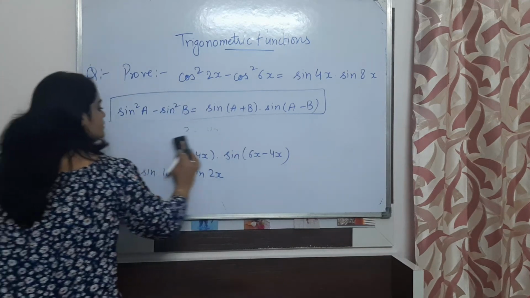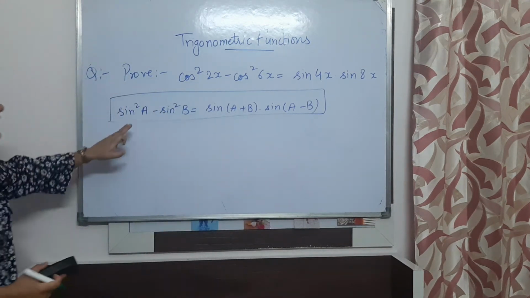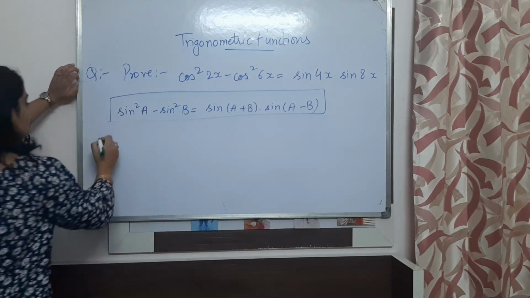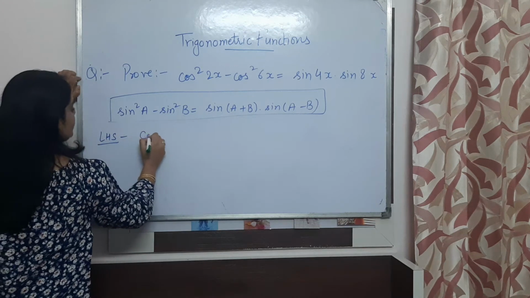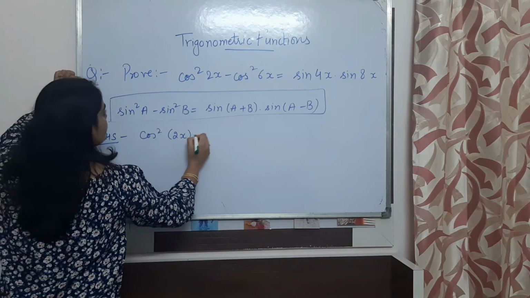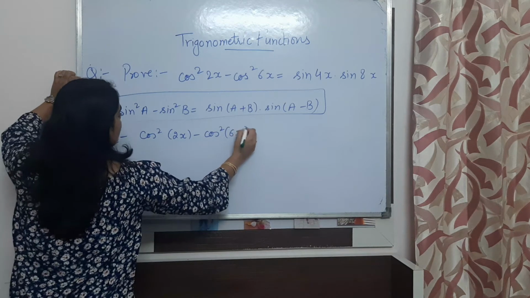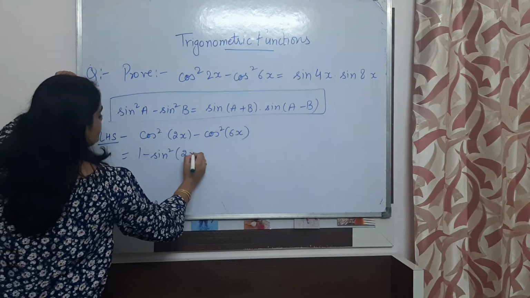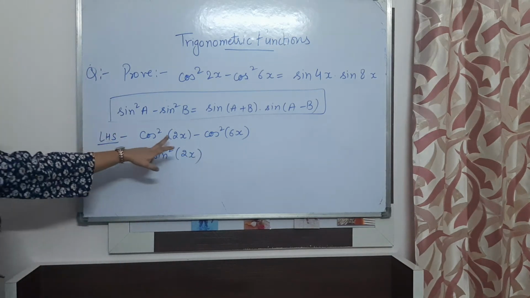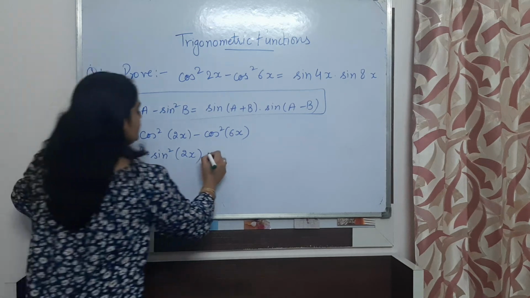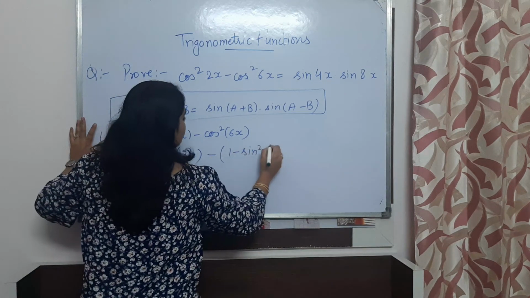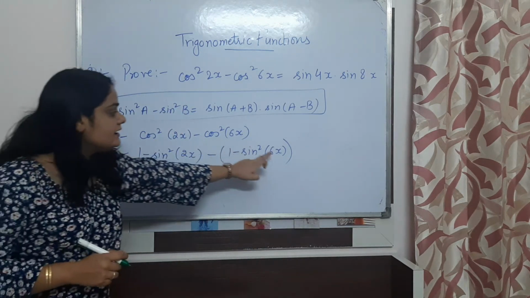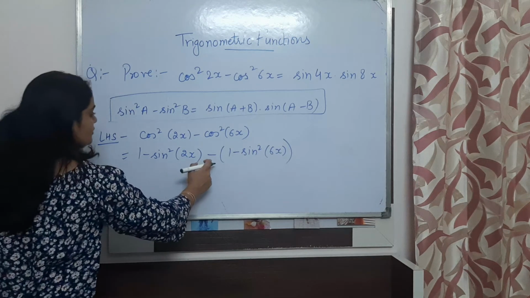Now, of course we know this is the formula, right? We have the formula in sine, sine square A minus sine square B. But we are going to take the left hand side. What is the left hand side? Cos square 2x minus cos square 6x. And we know cos square is 1 minus sine square. Here the identity can be applicable. Cos square A is equals to 1 minus sine square A. And again here I can apply the property, 1 minus sine square 6x. The main thing is the angle. Here the angle is 2x, here the angle is 6x. Now the negative sign is outside.